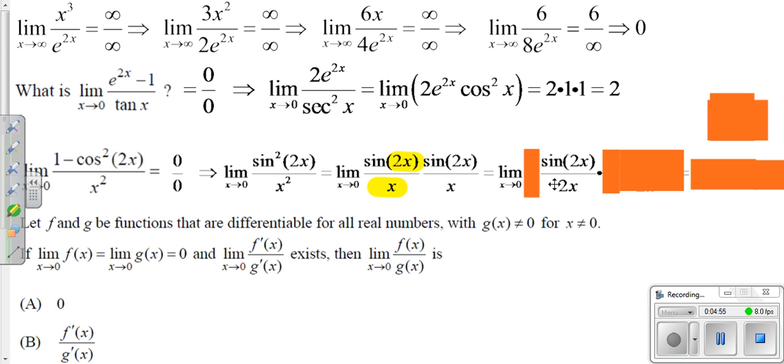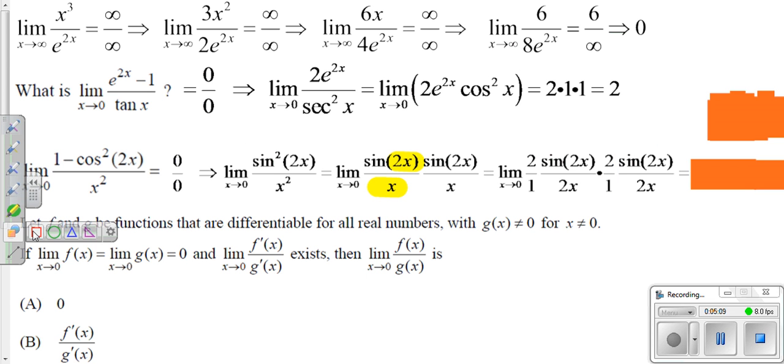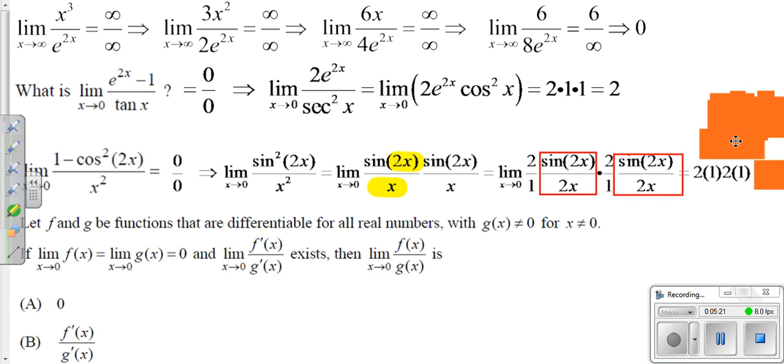So if I put a 2 here, I got to put a 2 in front of my sine. Same idea here. If I put a 2, so it matches what's after my sine on the bottom. If I put that 2 there on the bottom in front of the x, I got to put a 2 in front of the sine. So what I have for my basic trig limits, which are boxed in red here, are going to be 1. So we have a 2 times a 1, or 1 times a 2 times a 1. So in other words, we just get 4.